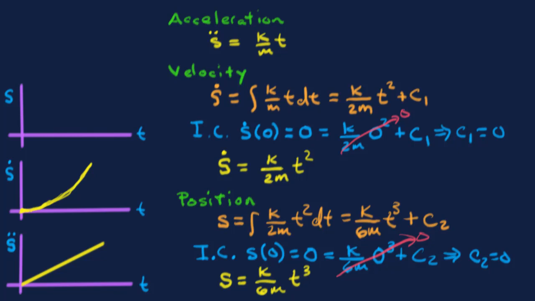Nice. Look how clean that is. And now if I were to plot the position, it's an increasing function, right? It starts off at s equals 0, and it starts off even flatter than s dot, right? Because a cubic is flatter than a quadratic for low values of t, and then it skyrockets up kind of like this. There's my function for position.